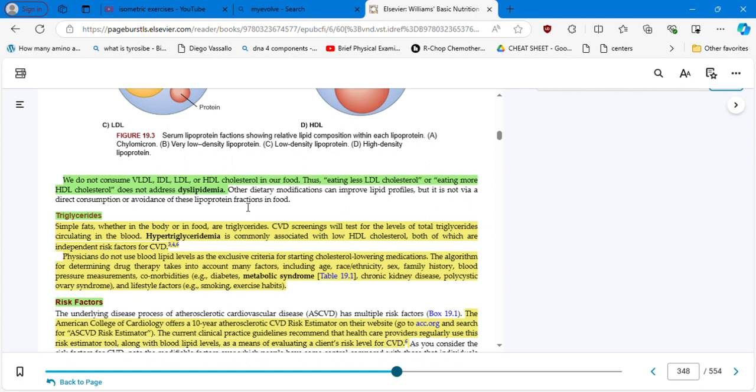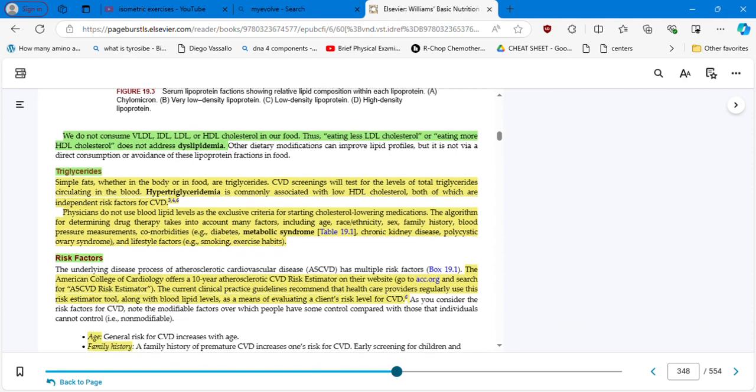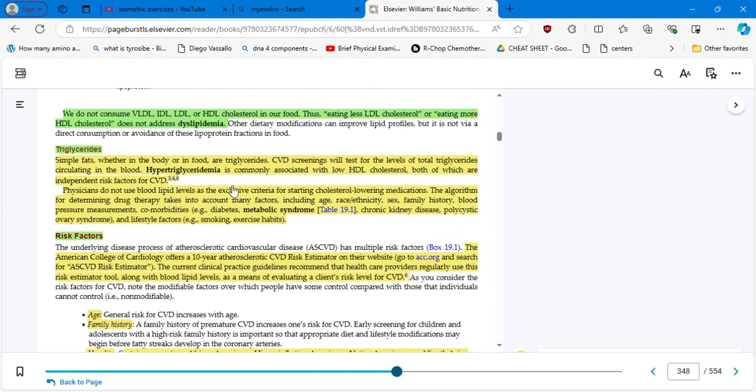What is dyslipidemia? This imbalance. Either high cholesterol or low cholesterol. That is going to be represented by these markers, the VLDL, LDL. So dyslipidemia means there is an imbalance in the cholesterol markers. Triglycerides, simple fats, whether in the body or in the food, are commonly associated with low HDL cholesterol, meaning if you see a patient with high triglycerides, for sure the HDL is going to be low.